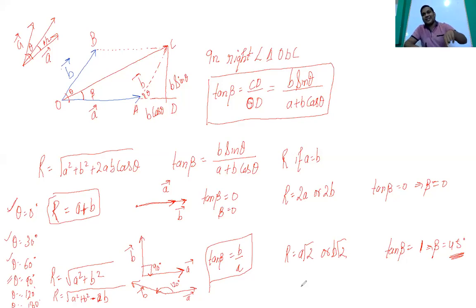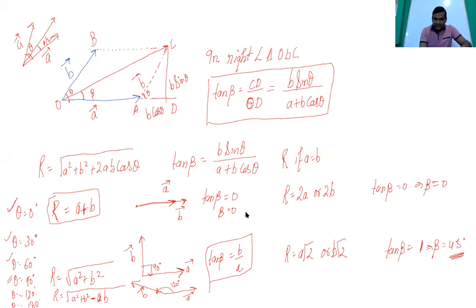From there you can conclude, or you can just calculate here, the resultant R is equal to under root A square plus B square minus 2AB. You can put the value here. If A and B are equal, what will it become? R will become equal to A or B.